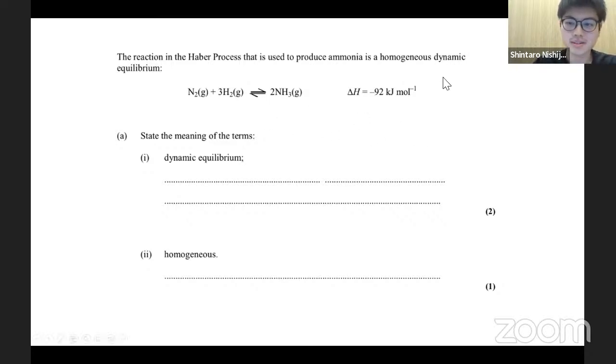I just added this in here because I think this question tests a little bit of understanding of the terminology. The Haber process is a homogeneous dynamic equilibrium. What does that mean? So let's break it down. Does anyone want to put down what dynamic equilibrium means in the chat? I think it's quite important. Homogeneous is same. Okay, but what's the same in this case? Want to be more specific.